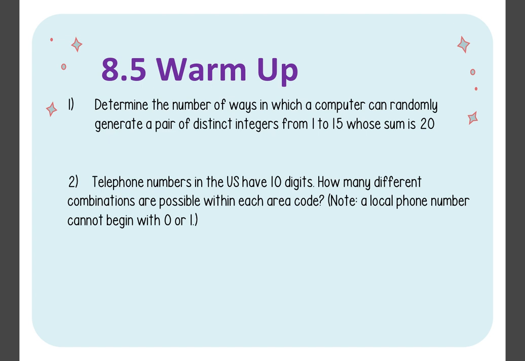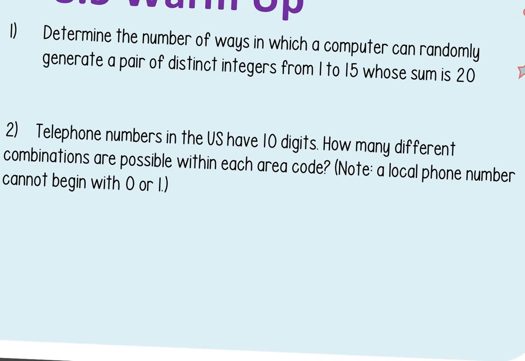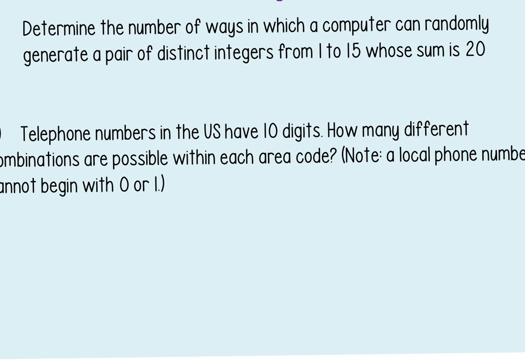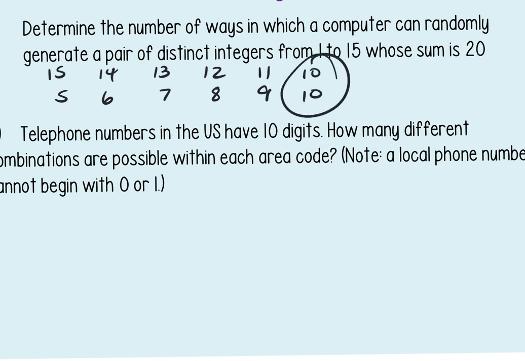So number 1 says, determine the number of ways in which a computer can randomly generate a pair of distinct integers from 1 to 15 whose sum is 20. So instead of writing them all out, hopefully, start to think about what adds to 20. If the biggest number is 15, then I can do 15 and 5, and I can work my way down. 14 and 6, 13 and 7, 12 and 8, 11 and 9, and then 10 and 10 would not be distinct. So that's what it means by distinct. You can't repeat that integer.